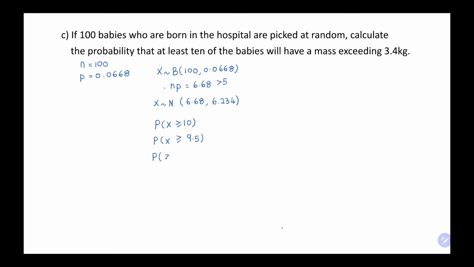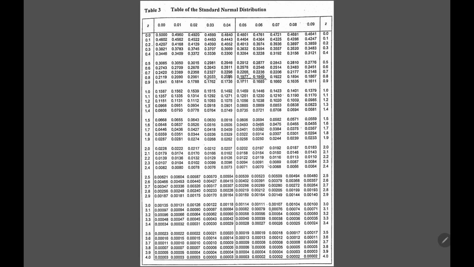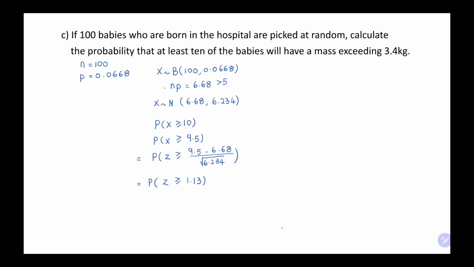Then we change to Z: 9.5 minus the mean, divided by the standard deviation, square root of 6.234. Then we solve, we get P(Z greater than or equal to 1.13). Since Z uses the greater-equal sign and the value is positive, we can directly check the table. We find 1.13, so we have 0.1292.